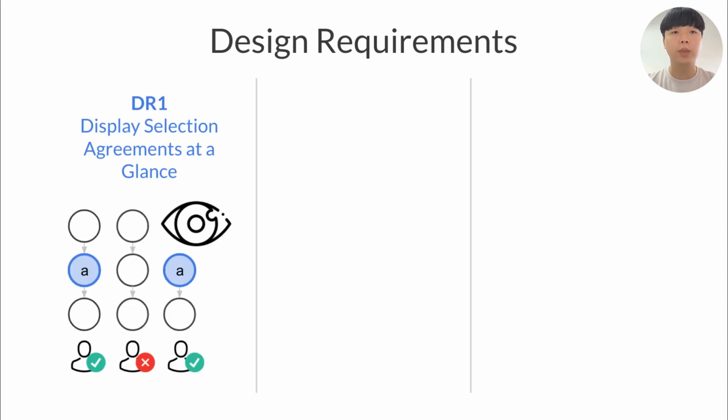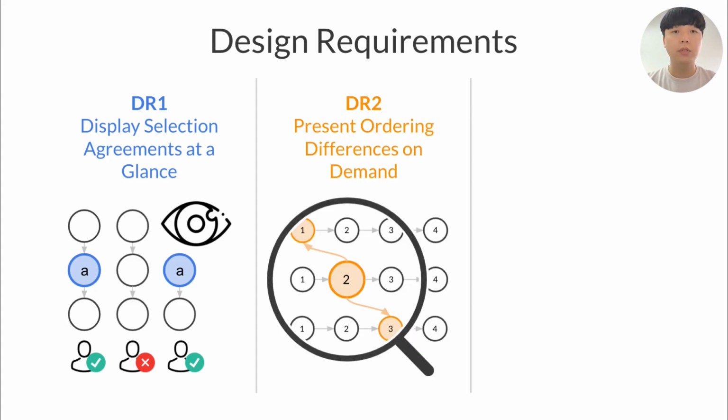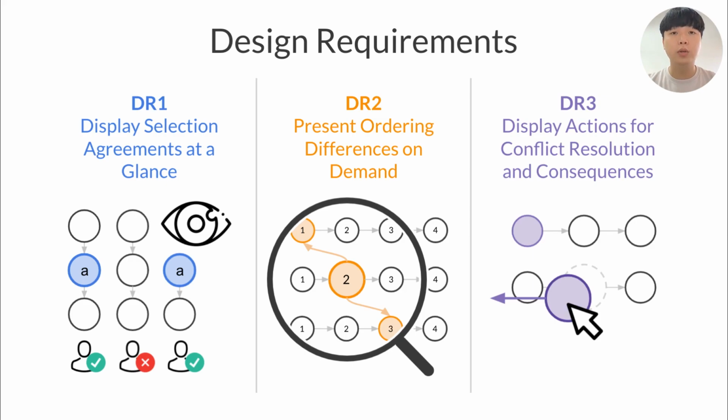The first requirement is to allow users to learn about selection agreements at a glance. With selection agreements clear, the technique must support users to explore ordering differences when they desire to. Finally, the technique must guide users to actions that can reduce differences within their groups.